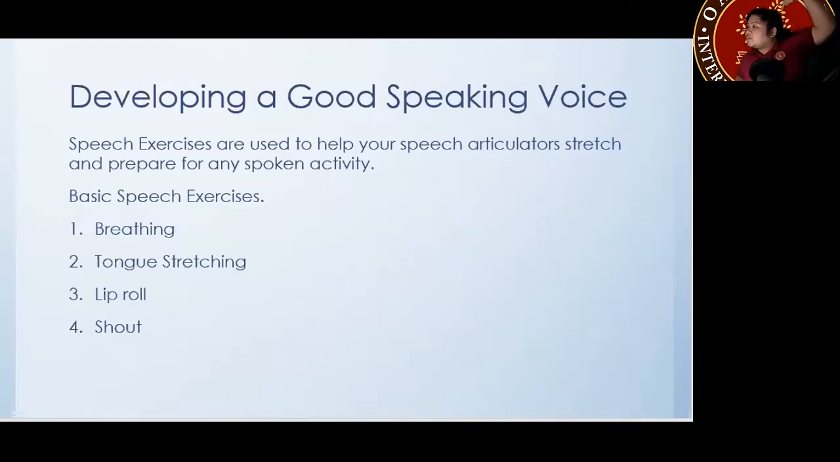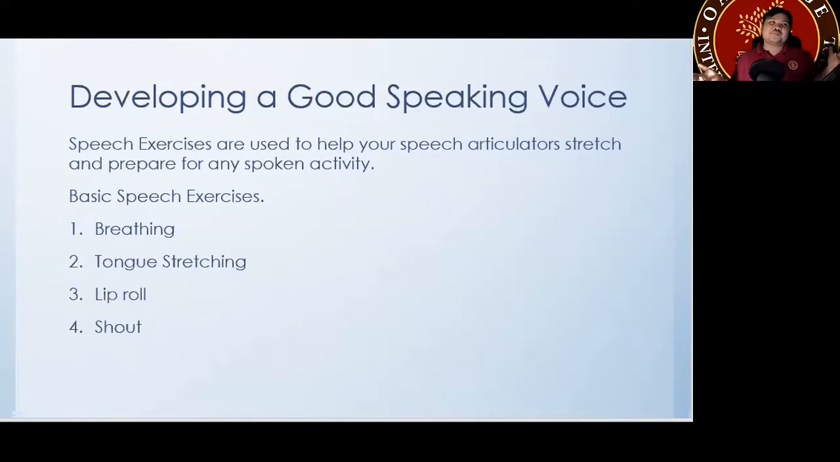Here, in what I just did, my forehead moved forward. No, tongue stretching is you're going to have a stable head. Everything is going to be all in place, all steady, and then you're going to only stretch your tongue. So you're going to stretch your tongue forward and then to your sides. That's tongue stretching.